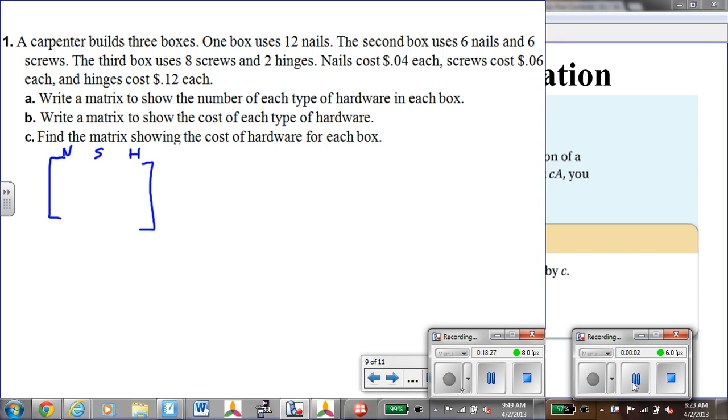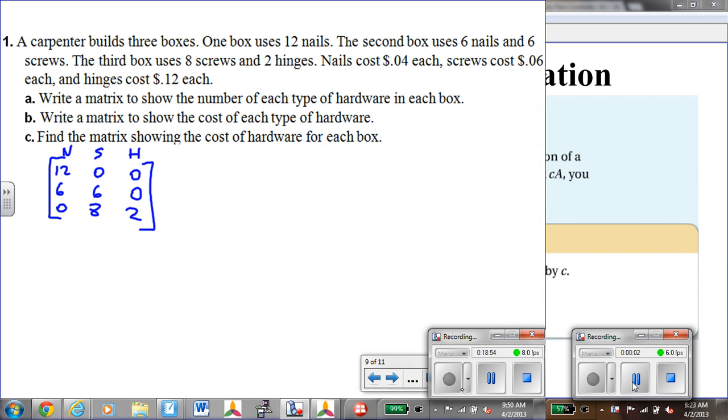Okay, so in the first box it uses what? 12 nails, right? So how many screws did it use? 0. How many hinges? 0. Okay, that's not too difficult, right? And then in box 2, it uses what? 6 nails, 6 screws, 0 hinges. And the last box uses 0 nails. Is that good? Everybody good so far?